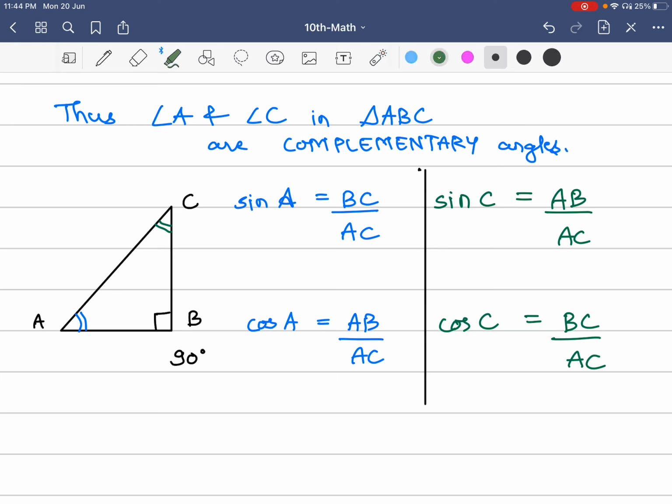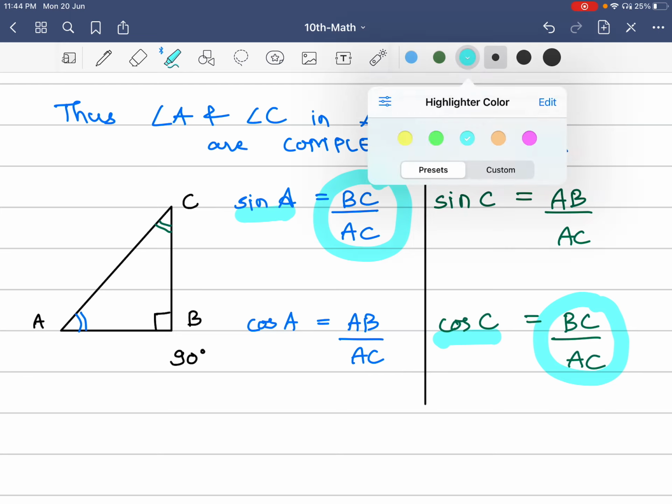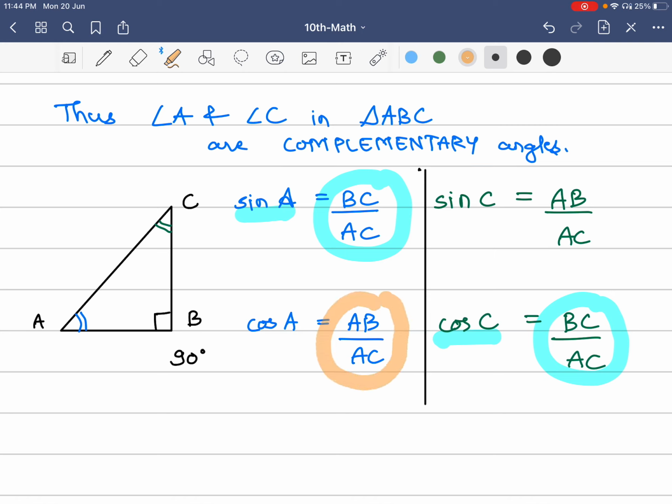I'm going to use a highlighter now. BC by AC, this is also BC by AC, which means sine A and cos C are equal in this triangle. Similarly, let's use a different highlighter. AB by AC, AB by AC, which means cos A is equal to sine C. Thus, angle A and angle C are complementary angles, and their summation is equal to 90 degrees. This is a special scenario where the trigonometric ratios of complementary angles have a unique relationship.